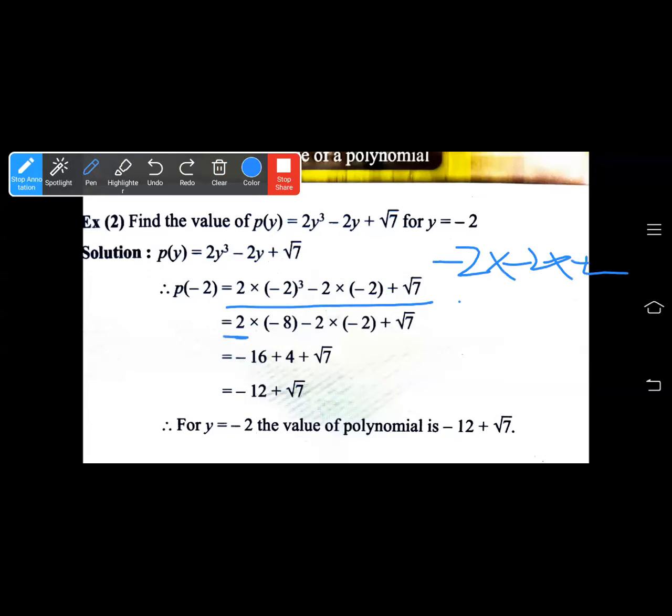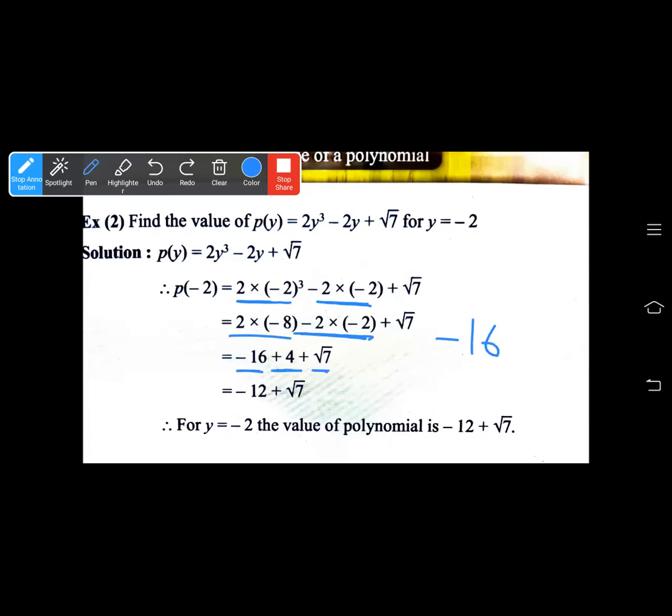by minus 2. That means minus into minus is plus, plus into minus is minus. 2 2s are 4, 4 2s are 8. That means you have got minus 8 over here. Then again you can see you have to do it this way. 2 into minus 2 is plus 4. Minus 2 into minus 2 is plus 4. 2 into minus 8 is minus 16 plus root 7.